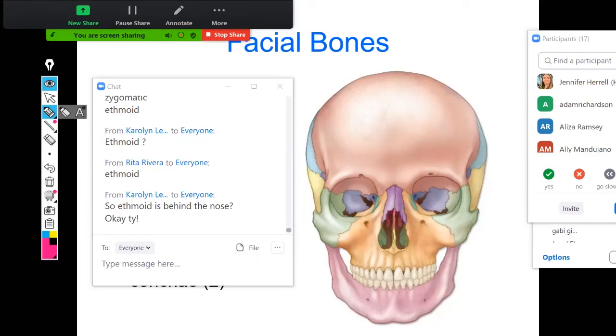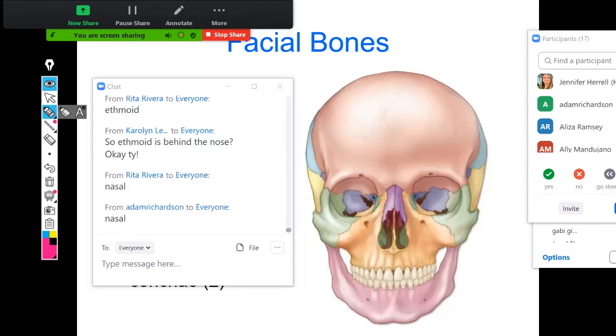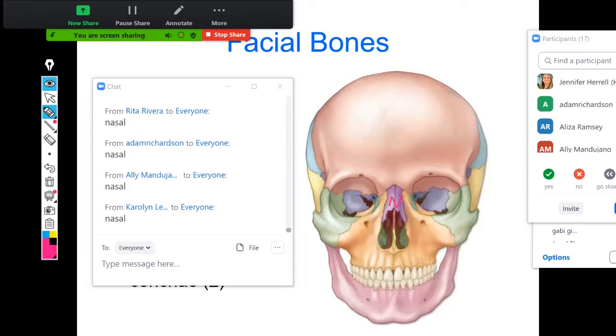Okay, let's start. What's this bone right here on the top of the nose? That should be easy. Nasal bones. What's your top lip? It extends up to the eye socket too. Top lip.